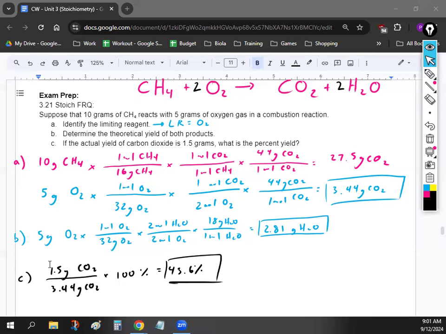If you want, you can do stoichiometry two times for H2O as well, but it's kind of a waste of time because if you do it with 10 grams of CH4, you'll get a bigger number anyway, so we can just skip that step. And then actual yield divided by theoretical yield gets you your percent. Okay. Any questions? Okay.